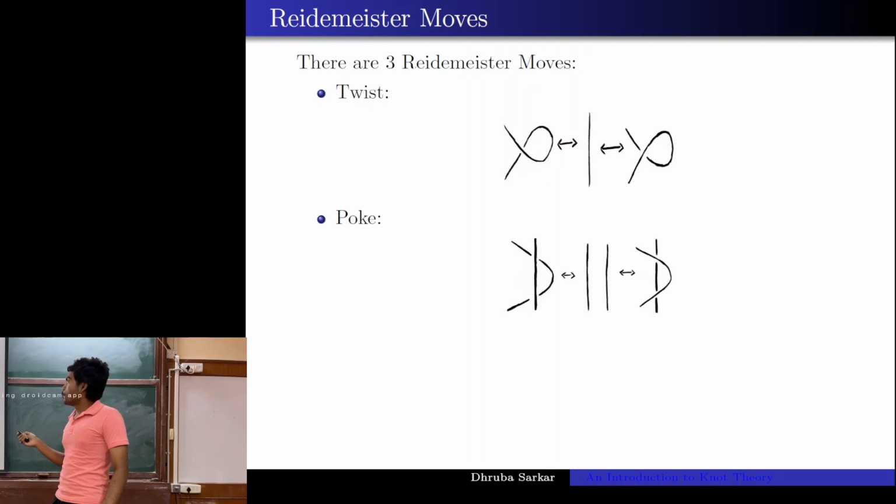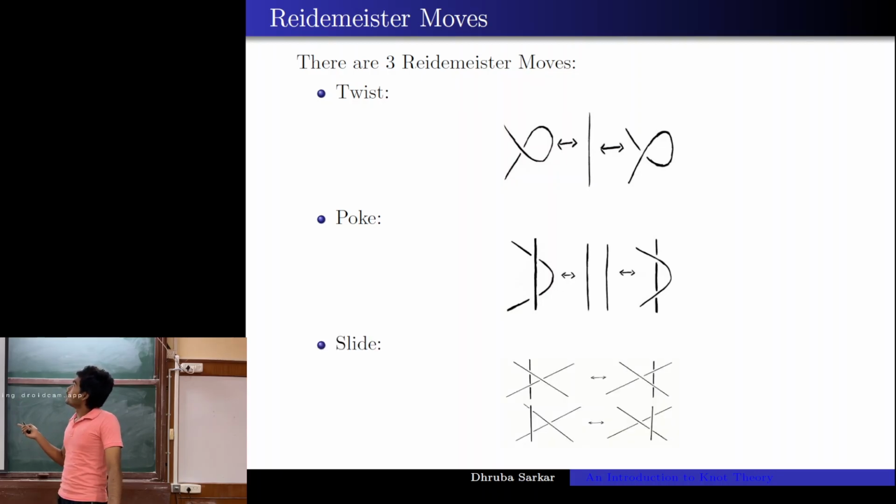Then next you have poke, where you have two parallel arcs. You can poke one arc under or over the other. And the third Reidemeister move is slide, where you have a crossing between arcs and a third arc under or above the crossing. You can basically move that arc through the crossing underneath. So these are the Reidemeister moves, and Reidemeister proved that these are all you need to change from one knot to its corresponding equivalent knot.